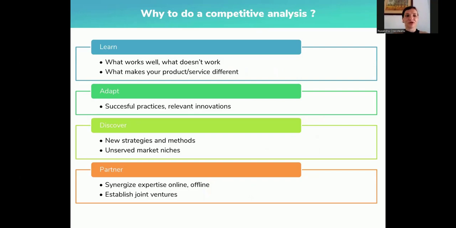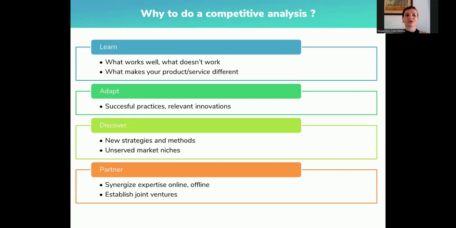First of all, you learn. You learn a lot. What works well, what doesn't work well, what's the difference between your product and service and the one of your competitors. And that's a question that you will get a lot from your customers asking you, why should I choose you instead of another competitor, but also from your investors.